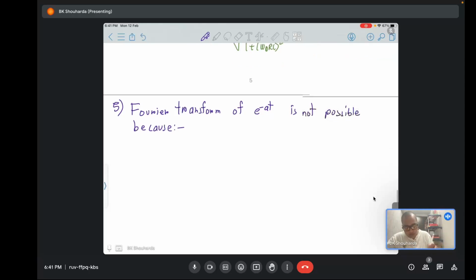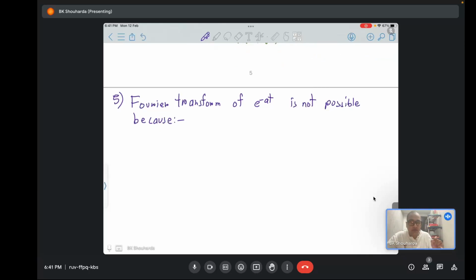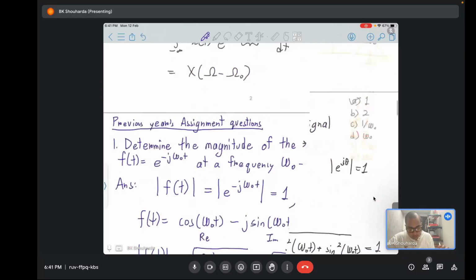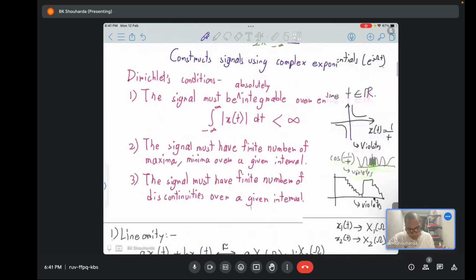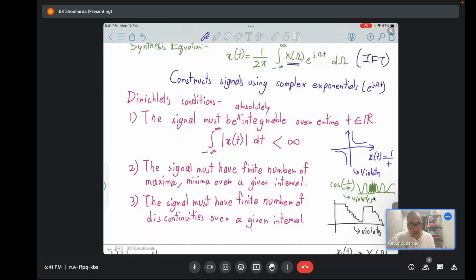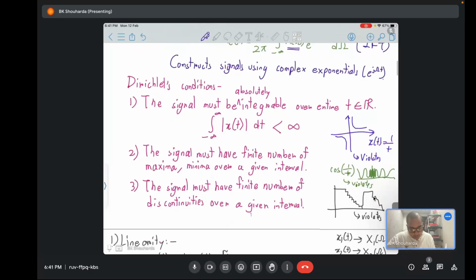Whenever we say that a Fourier transform is not possible, what do we check for? We check for the Dirichlet's conditions, which have been given over here. The signal must be absolutely integrable over the entire time interval. The signal must have a finite number of maxima and minima over a given interval. The signal must have a finite number of discontinuities over a given time interval.